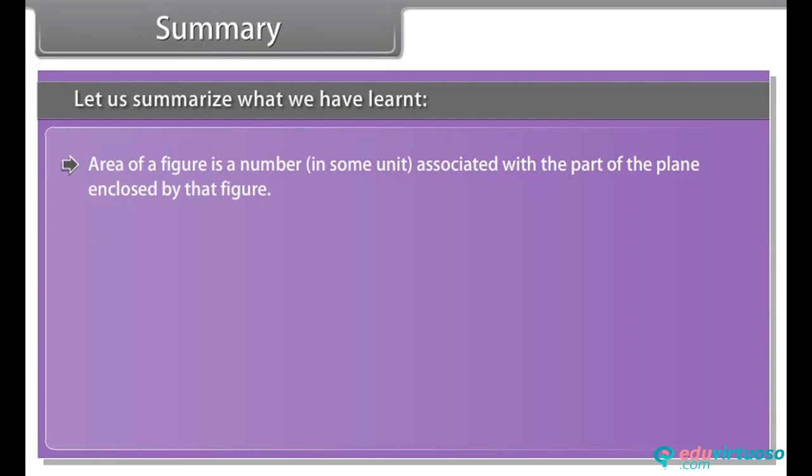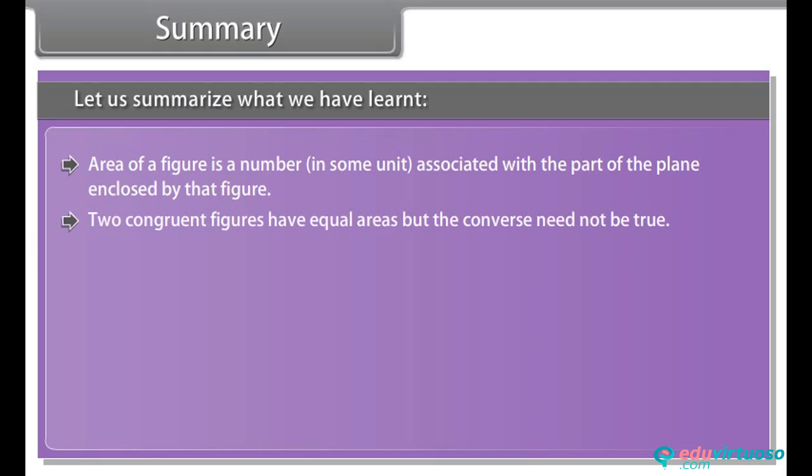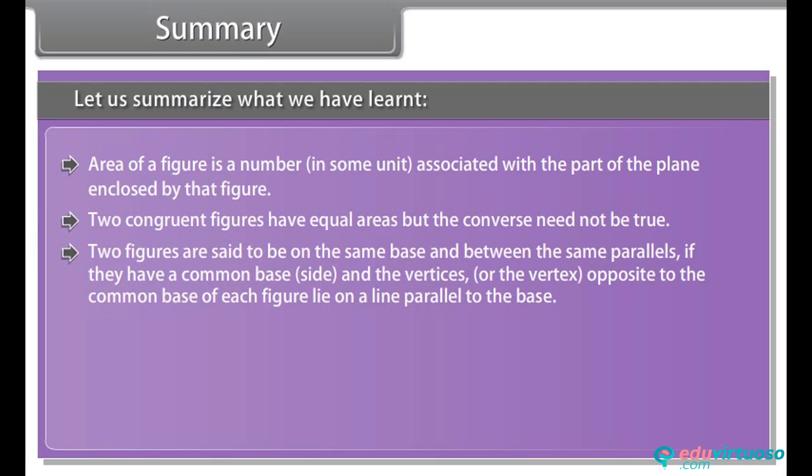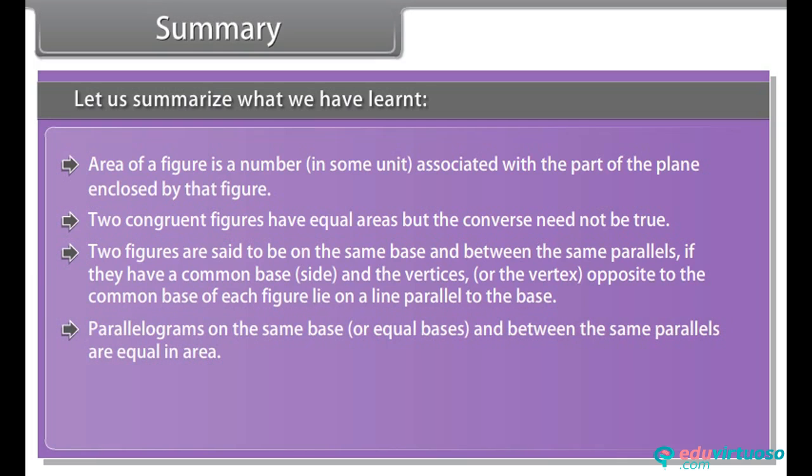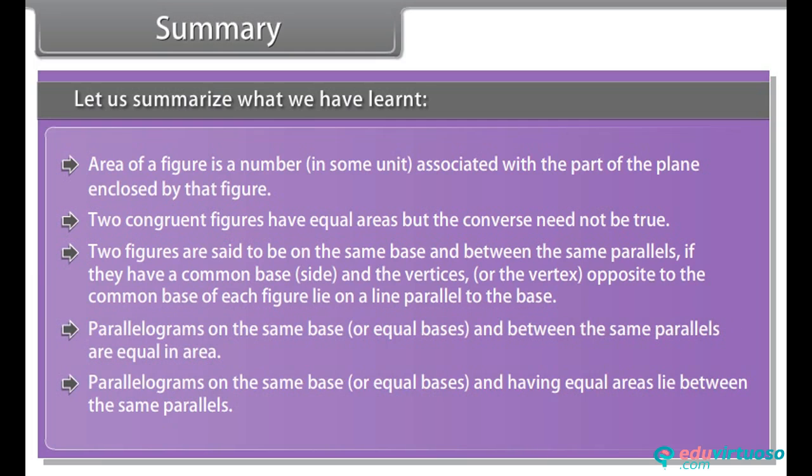Area of a figure is a number in some unit associated with the part of the plane enclosed by that figure. Two congruent figures have equal areas, but the converse need not be true. Two figures are said to be on the same base and between the same parallels if they have a common base, side, and the vertices or the vertex opposite to the common base of each figure lie on a line parallel to the base. Parallelograms on the same base or equal bases and between the same parallels are equal in area. Parallelograms on the same base or equal bases and having equal areas lie between the same parallels.